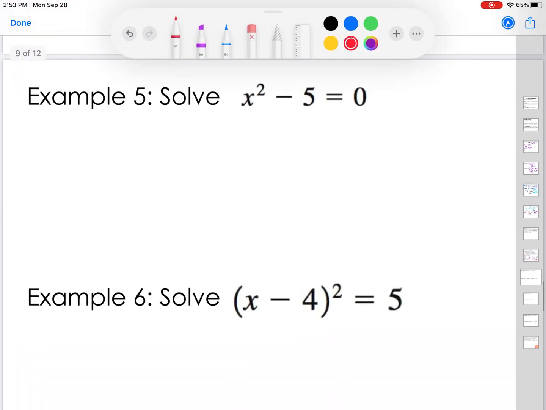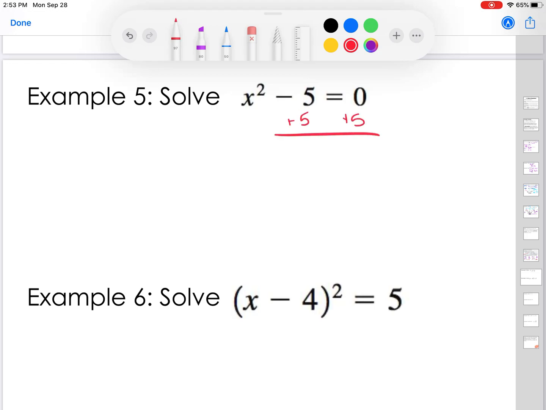All right, next example. So in order to solve these, what we want to do is get the power by itself, and then we can use our radical. So we'll add 5 to both sides. So we're going to get that x squared is equal to 5, and then I can take the square root of both sides, but because it is an even root, square root, we get plus or minus the square root of 5. We cannot simplify that, so if we want an exact answer, radical 5 is just fine.